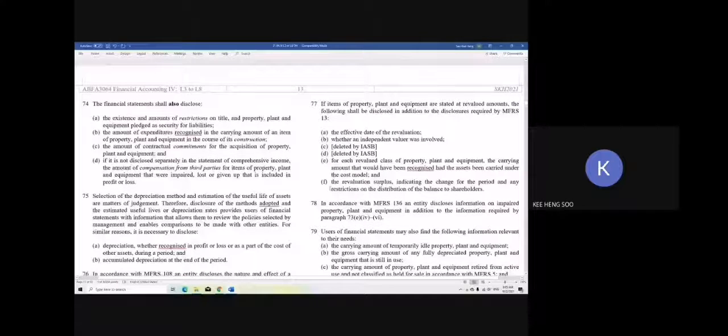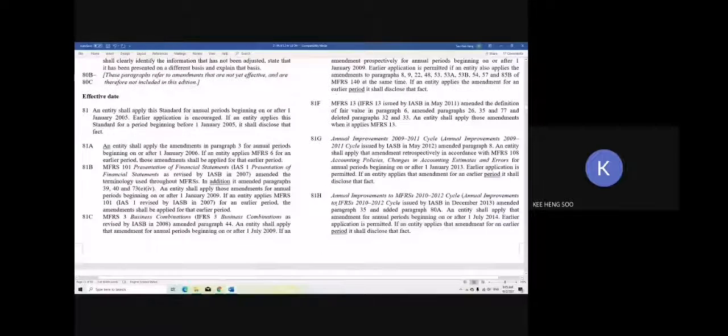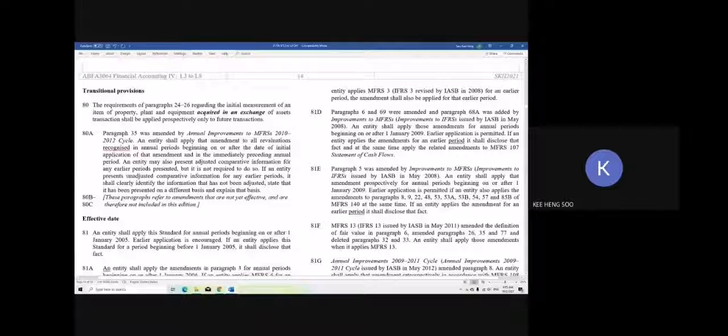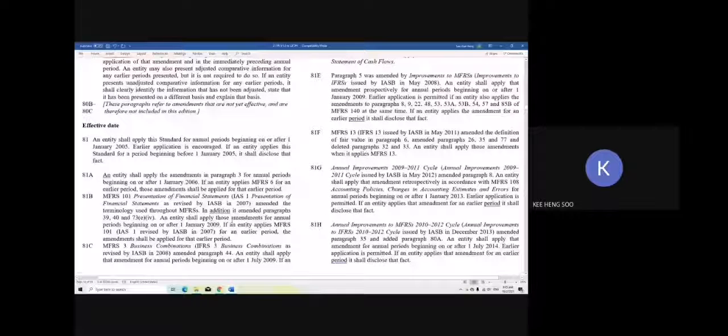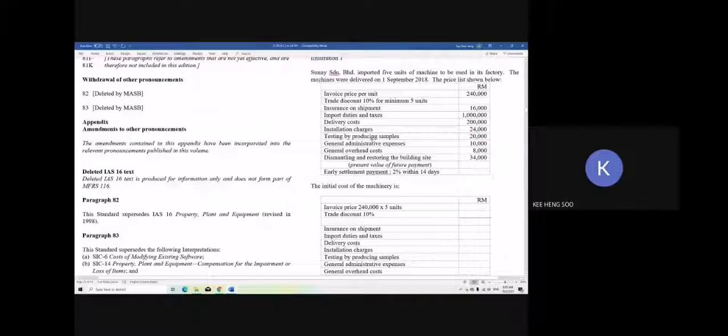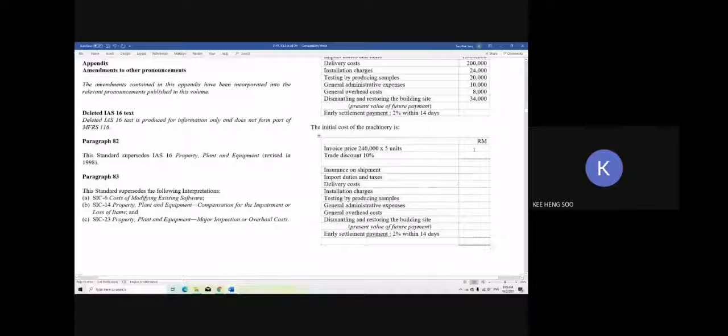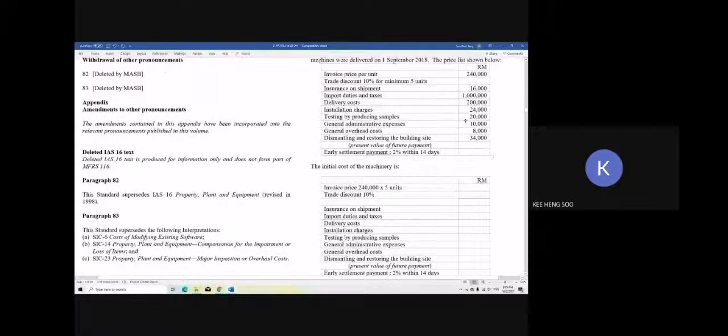So the rest you no need to, like this paragraph 80 onward, no need to study. You just read, it's part of your knowledge. Just read it, don't memorize. And some students ask me there's an illustration here. Can I have illustration answer or not? Please, this one very straightforward. You just fill out the figures here.